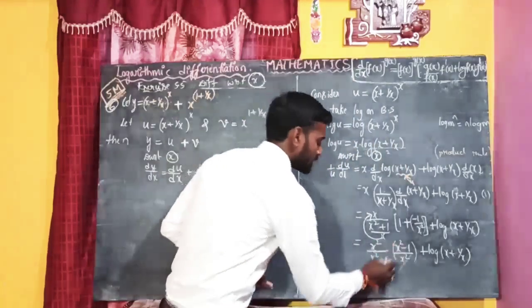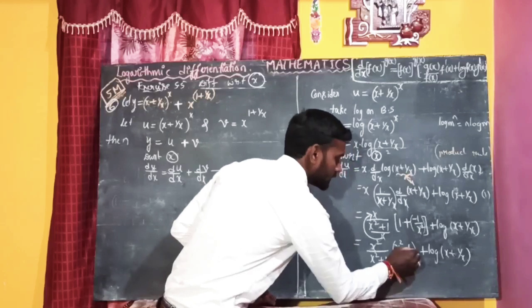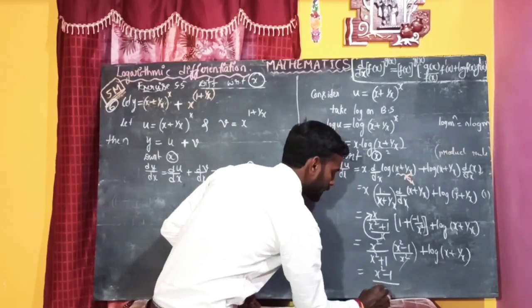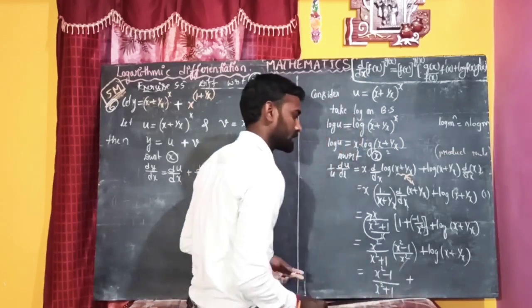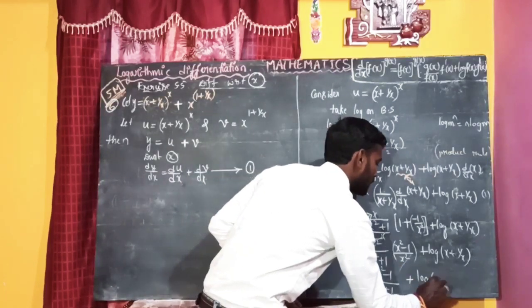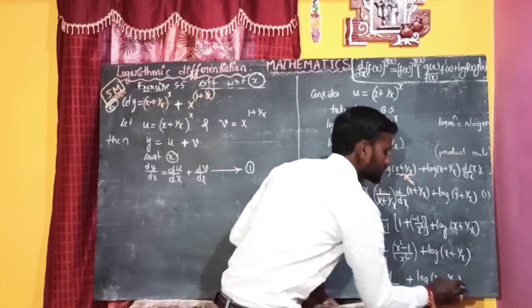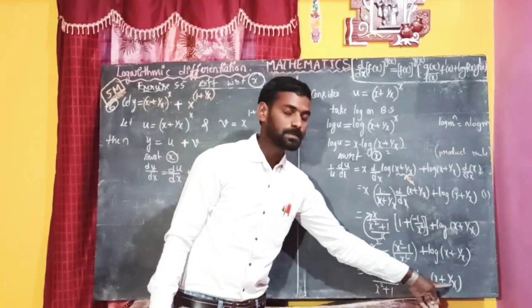So our answer here is x square minus 1 by x square plus 1, plus log of (x plus 1 by x).